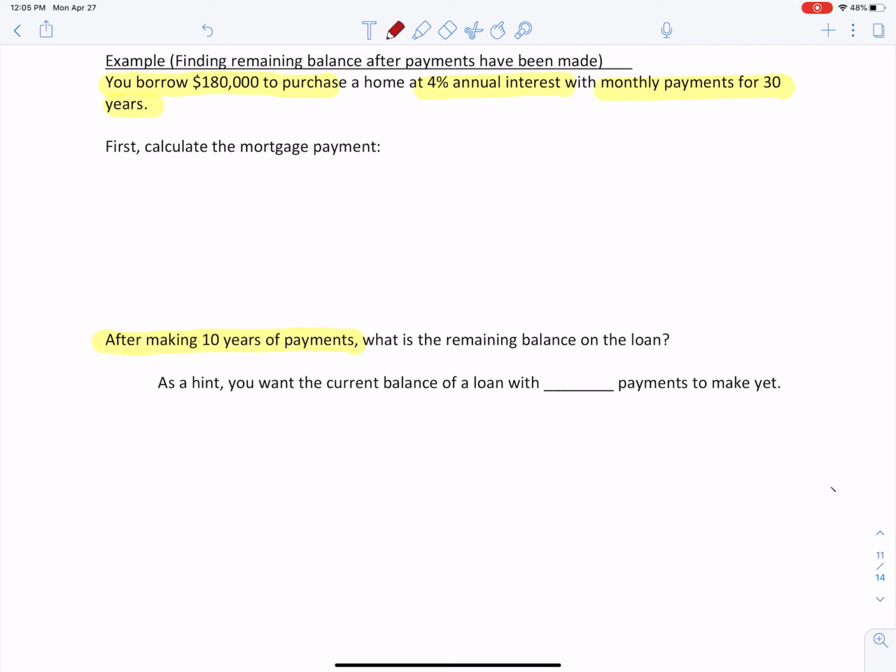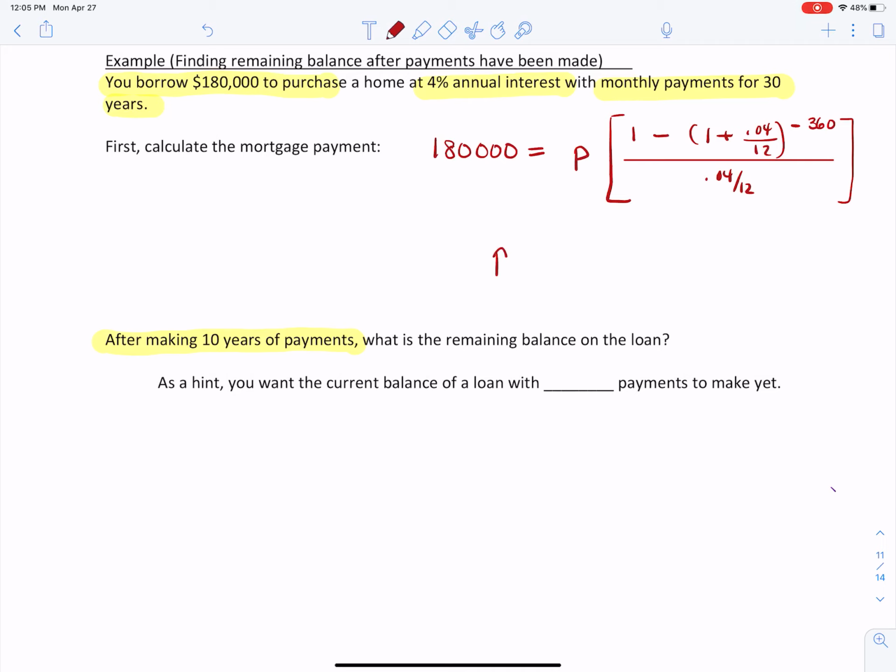So we know already that since 180,000 is a beginning amount, we're going to use the formula 180,000 equals P times this thing: 1 minus 1 plus the interest rate over 12, raised to the negative 360, again because it's 360 payments, right? And then we're going to divide all that by 0.04 over 12, and then we'll work the calculator magic. We'll find our payment and round it to the nearest penny.